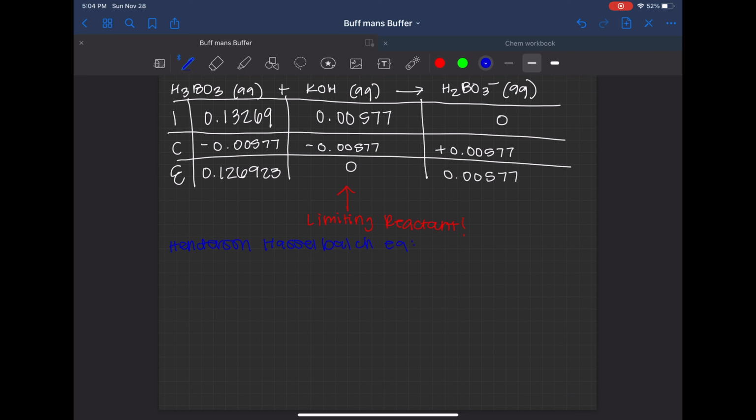And then we're going to use those numbers and plug them into the Henderson-Hasselbalch equation. It is pH equals pKa plus the log of base over acid. So plugging the values in, we have to find pKa, and to do that, we're just going to take the negative log of Ka, which is 5.8 times 10 to the negative 10th. To finish computing our Henderson-Hasselbalch equation, we're going to add log of base over acid, which is 0.00577 over 0.126923.